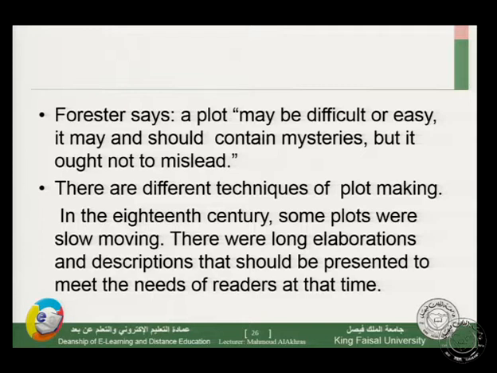There are different techniques of plot making. In the 18th century, some plots were slow moving. There were long elaborations and descriptions that should be presented to meet the needs of readers at that time. In the 18th century, novels were very long. So we expect that the plot meets the need of these readers. So we have different plots.